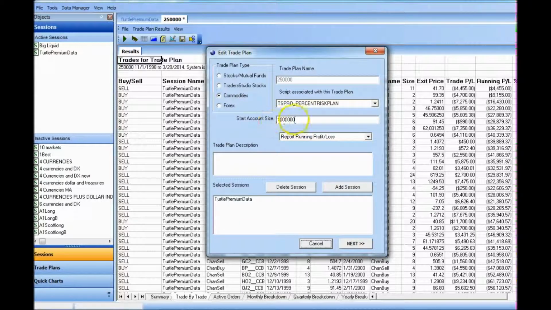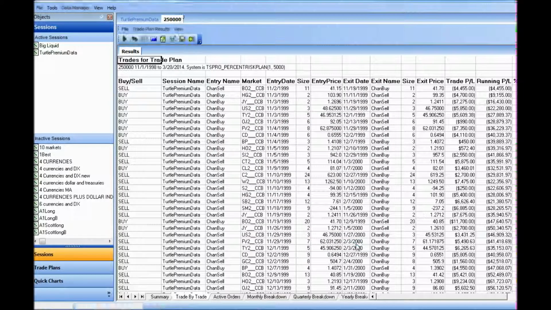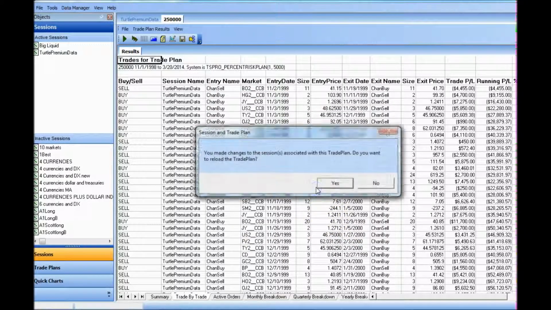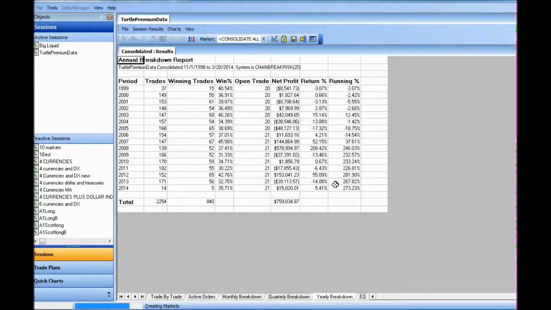And we're going to test the model with an account size of $1 million. We're going to use a percent risk plan to determine our risk. And we're going to use the Turtle Premium Data portfolio that we just tested.